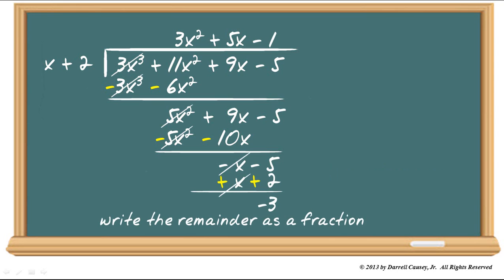And we want to remember to write the remainder as a fraction. We're big boys and girls now, so don't write r negative 3. You write it as a fraction. And that would be negative 3 over x plus 2. You always put the remainder over the divisor. All right?